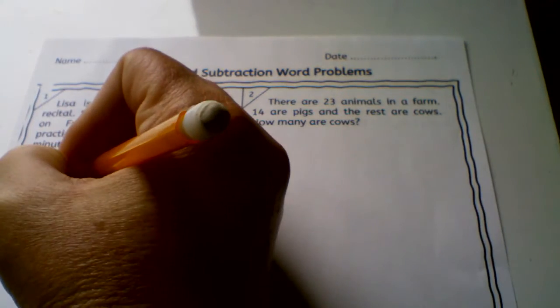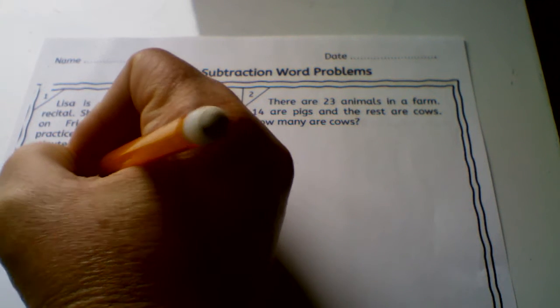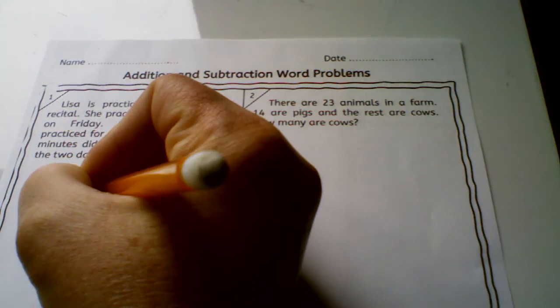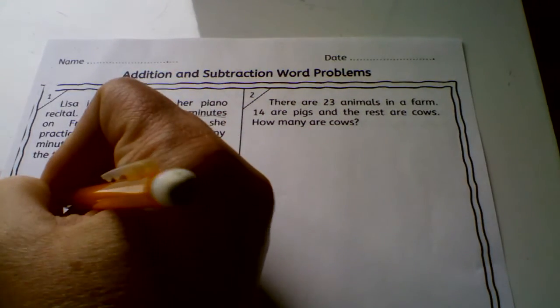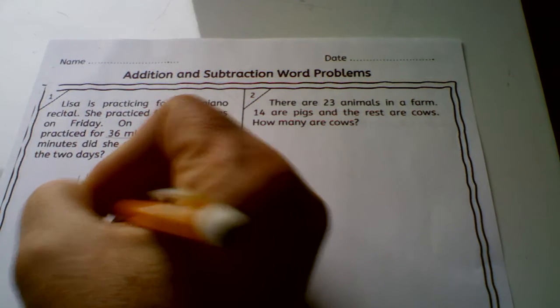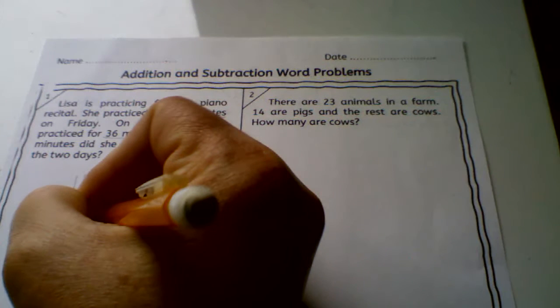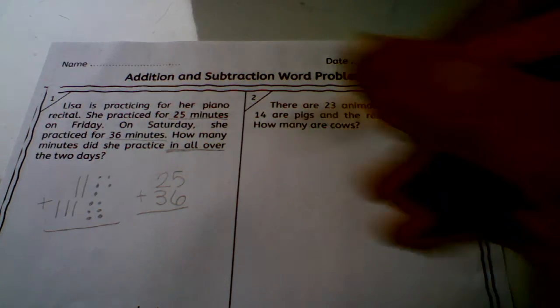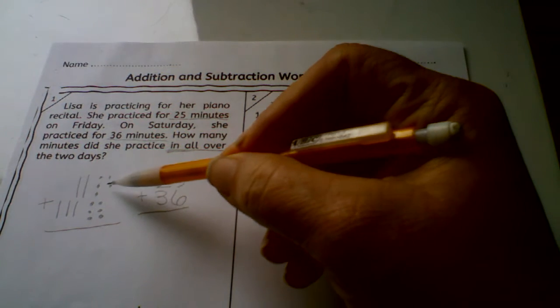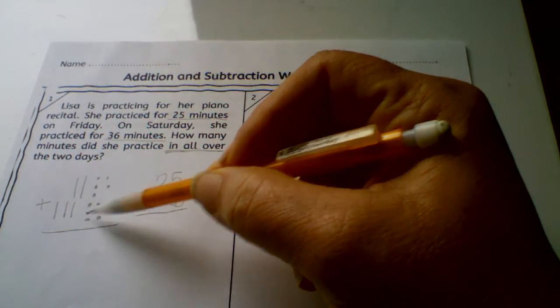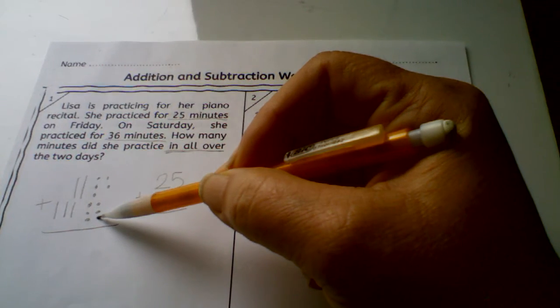25. So I have 25 is 2 tens, 20, and 1, 2, 3, 4, 5. 36 is 10, 20, 30, and 1, 2, 3, 4, 5, 6. So when I go to add this, I'm going to look at my base 10s and count up how many ones I have. 1, 2, 3, 4, 5, 6, 7, 8, 9, 10, 11.